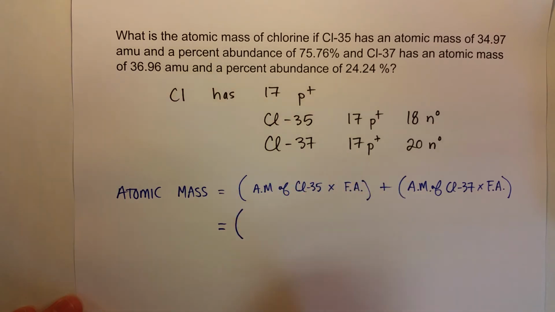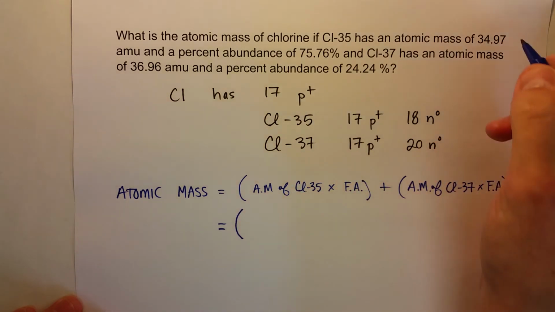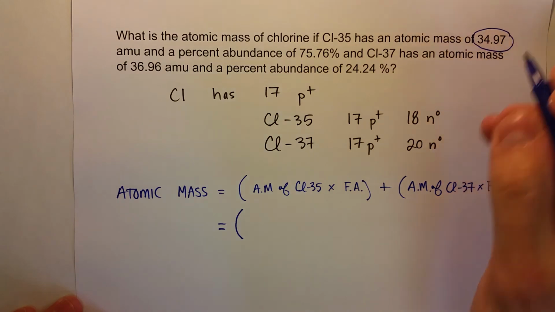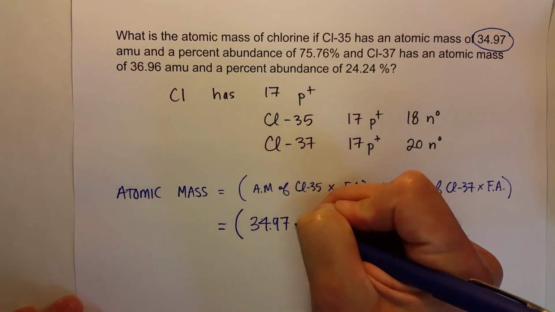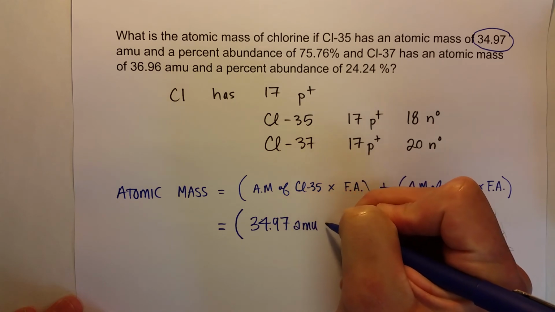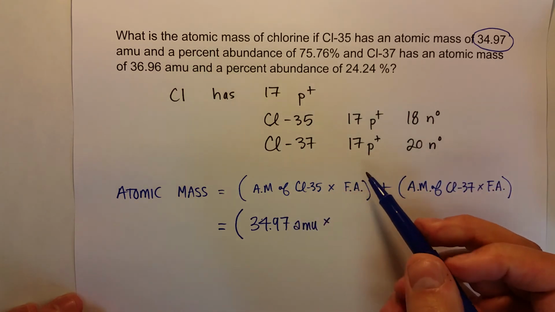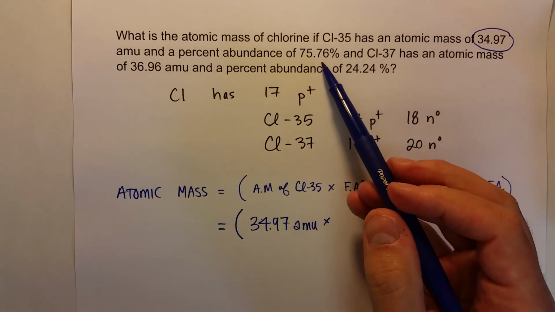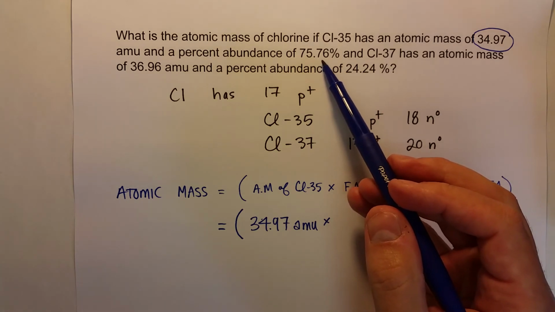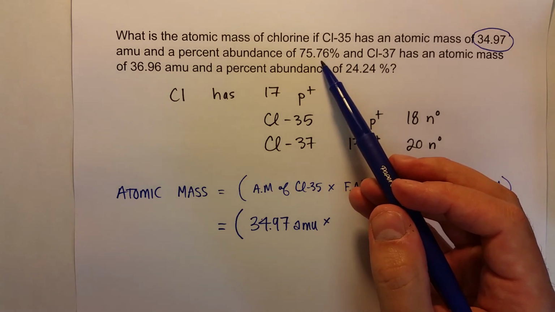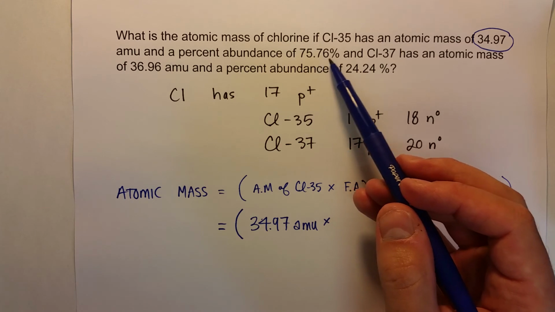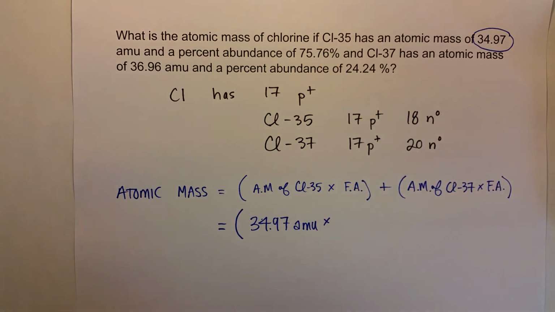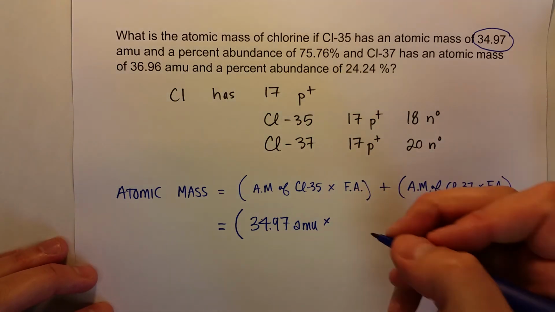So we're going to take the atomic mass of chlorine-35, which is 34.97 AMUs. We multiply that by the fractional abundance. The problem gave us the percent abundance, as it usually does. If you look up any isotopic abundances, it's usually reported in percentage. But we want to multiply by the fractional abundance, so all we have to do is divide that value by 100.